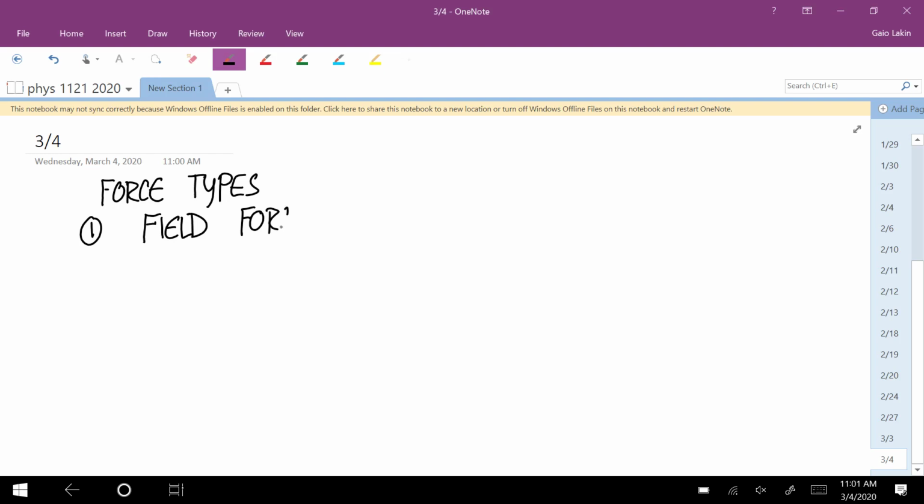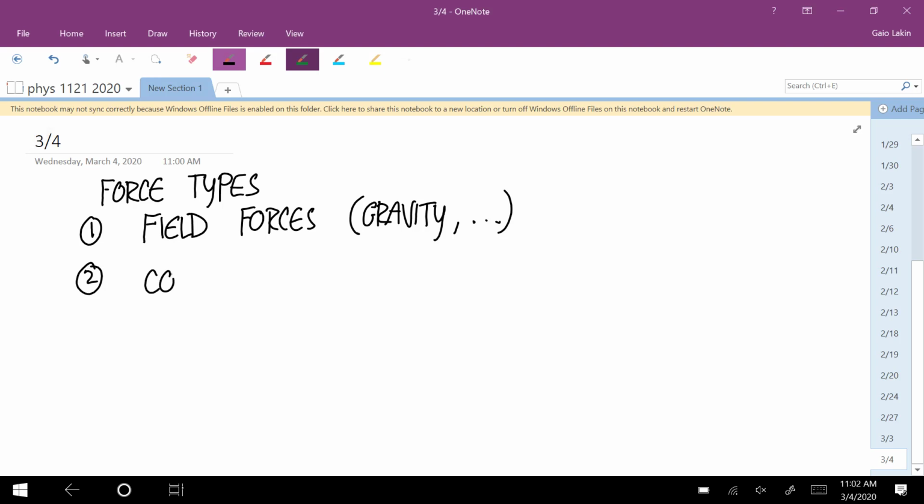What are some other kinds of field forces? Electromagnetic. Yeah, electric fields, magnetic fields. So for us, it just means gravity. And then the bigger issue to deal with, because gravity is always just mg down, that's pretty easy to deal with.